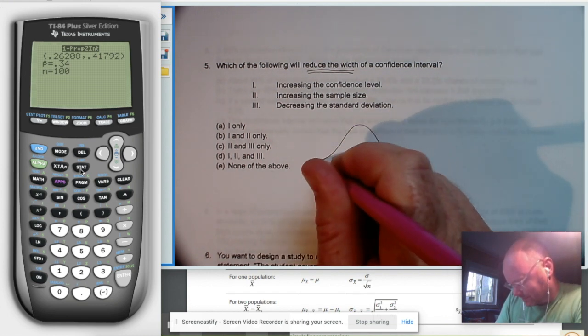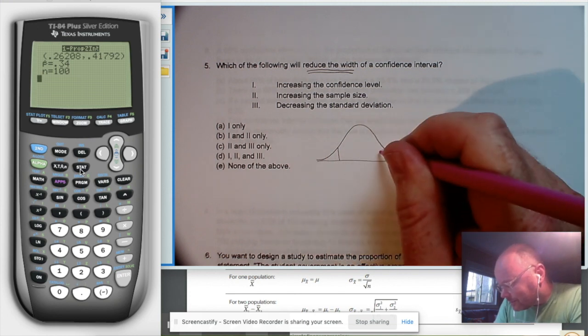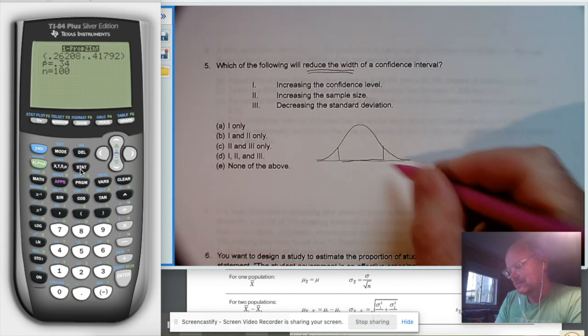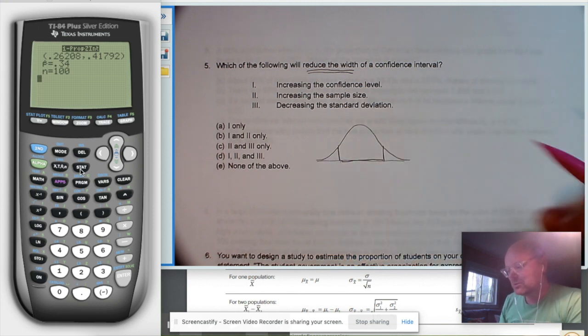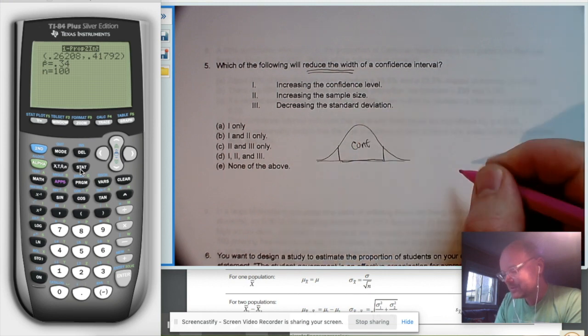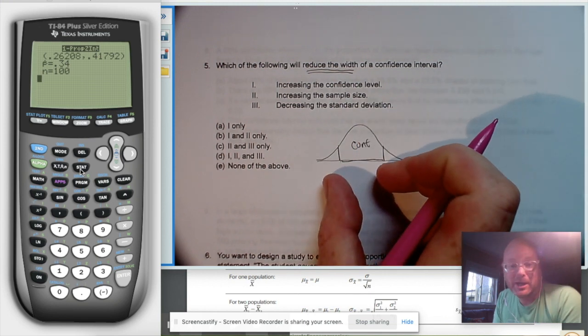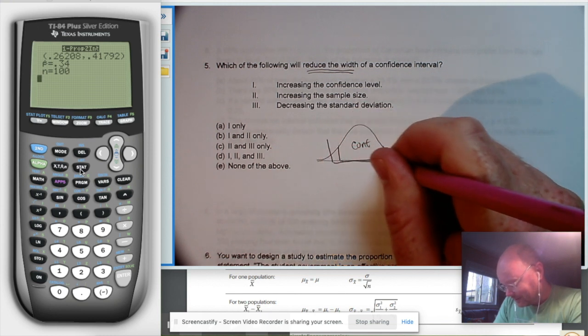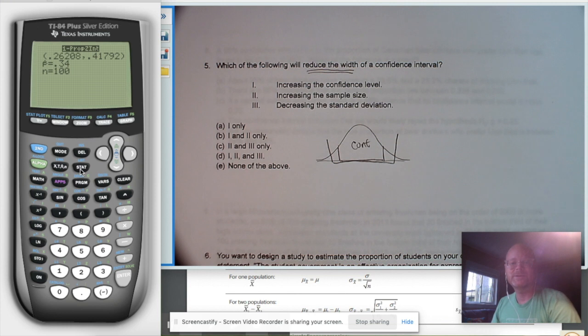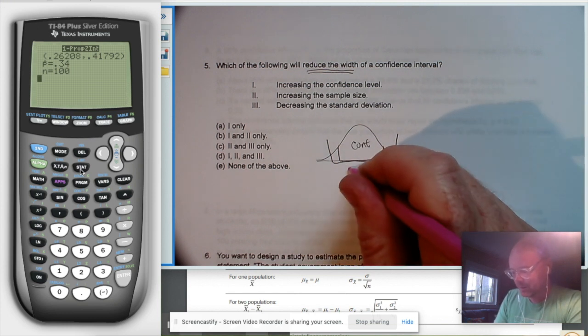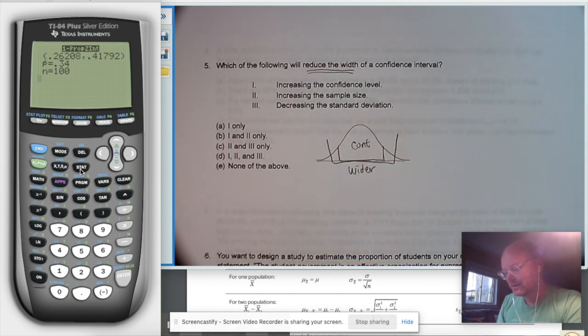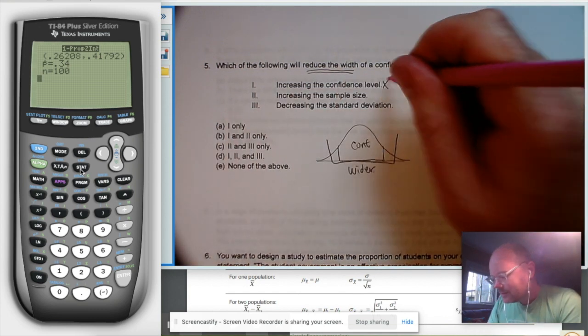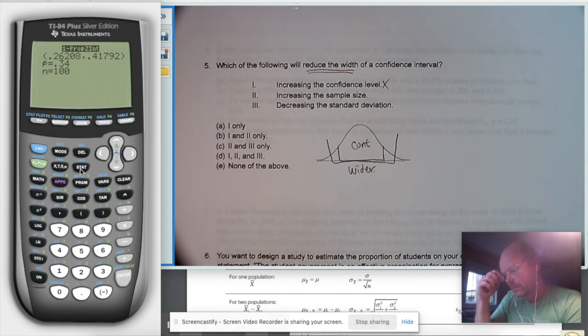Well, I don't think so, because if we have, say, a 90% confidence interval, and I increase the confidence level, instead of capturing the middle 90% of the distribution, if I suddenly switch to capturing 95% of the distribution, that's getting wider, right? So increasing the confidence increases the width. Okay, so not A. What about increasing the sample size?